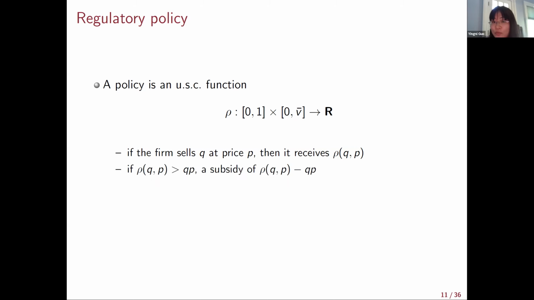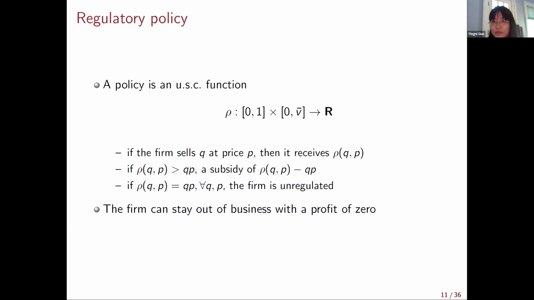Now, if rho of QP is greater than QP at some QP, it means that the firm receives a subsidy of rho QP minus QP from the regulator and receives QP from the marketplace. Now, if rho QP is equal to QP for every Q and every P, this firm is essentially not regulated. We just leave it unregulated in that case. I want to give a few examples of regulation policies. We also allow the firm to stay out of the business with a profit of 0. Okay, so this is the participation constraint.